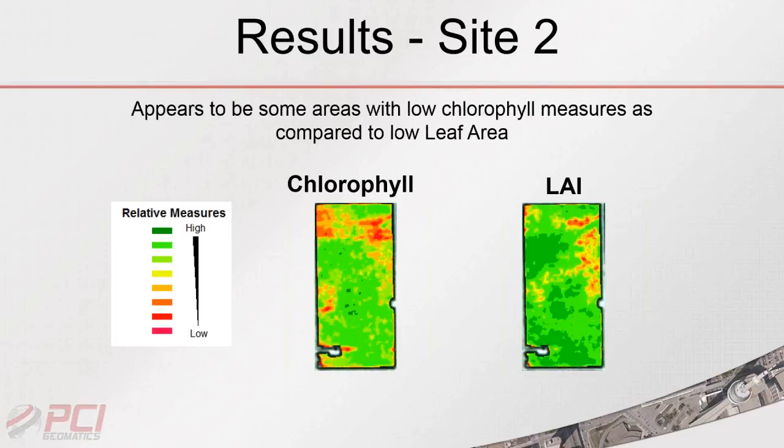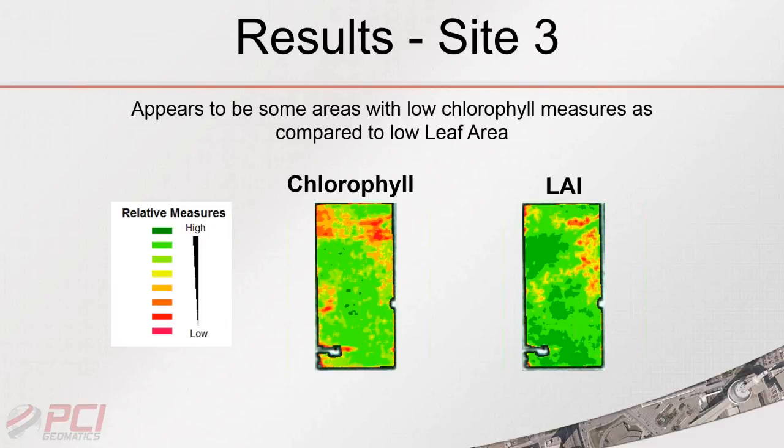In this situation, we have a little bit of a different scenario. We have on the right, we can see the leaf area index is giving us some trouble spots over here on the right, and it doesn't look as severe up here in the top left, or maybe down here in terms of the.